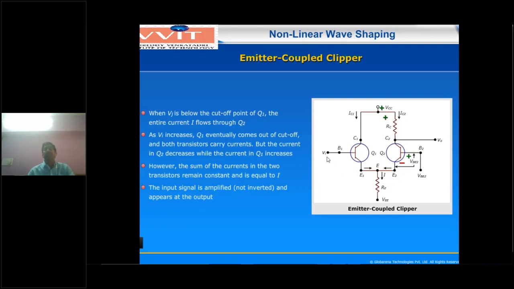Next, whenever the input voltage at base 1 increases further, Q1 goes to saturation. Q1 in saturation means maximum current is flowing from collector to emitter. So IE1 equals 10 milliamperes, and this current passes through RE, but IE2 equals 0. That means the second transistor goes to the off condition. Likewise, the input is transferred to the output. Both are in the active condition, and the input is transferred to the output.